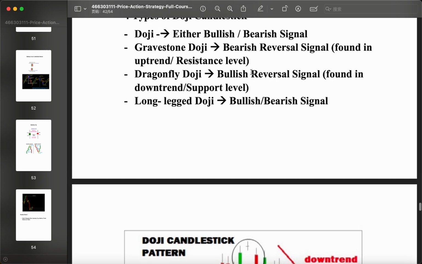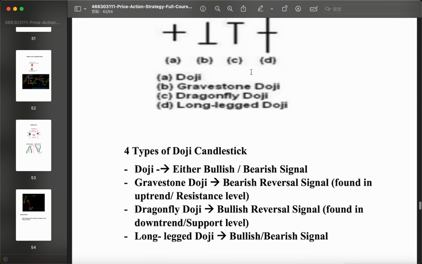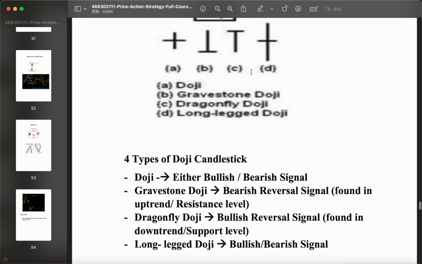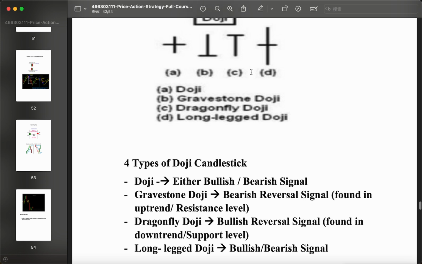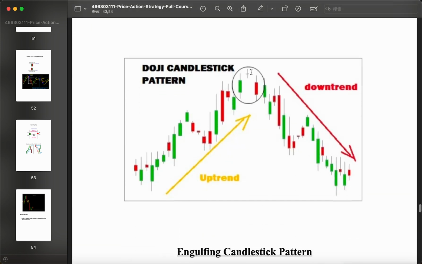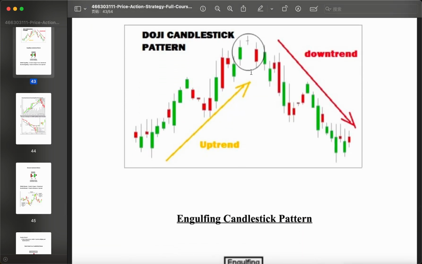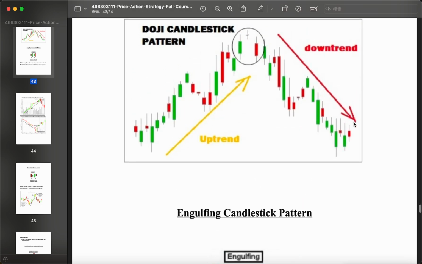Then you have the long leg Doji, which is the long cross. Compared to the Doji, a bigger leg Doji means the market momentum would be a lot stronger, but you are not sure if the market is going up or going down. It always means a strong market momentum is forming. So this is a very classic Doji candlestick pattern. You see the Doji star right here. It becomes a reversal signal. You see a very strong downtrend after it.